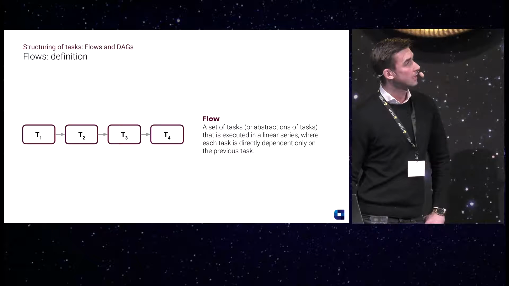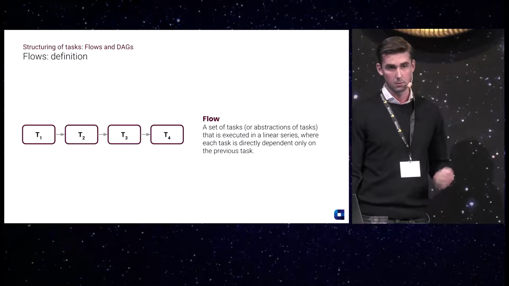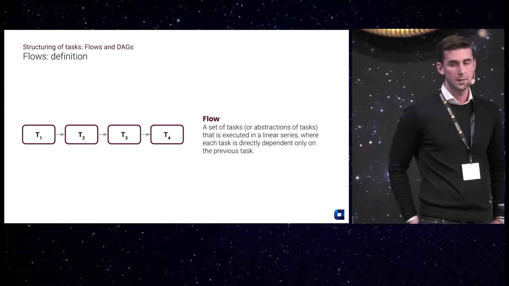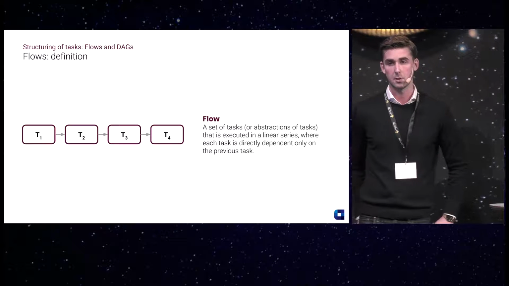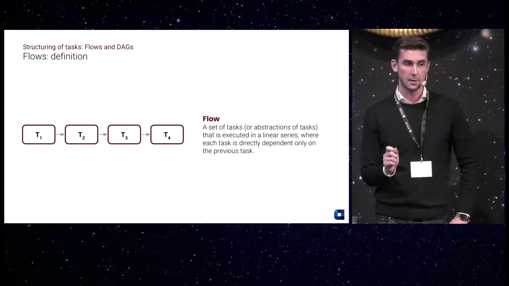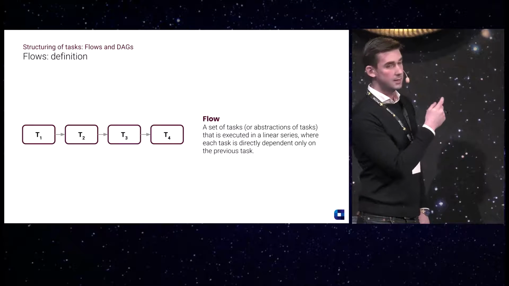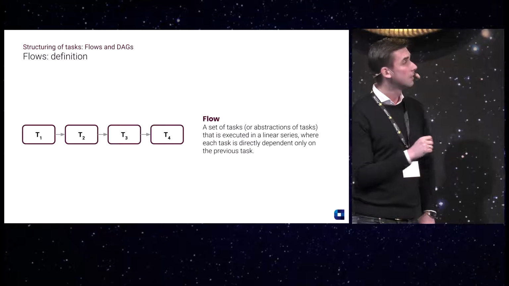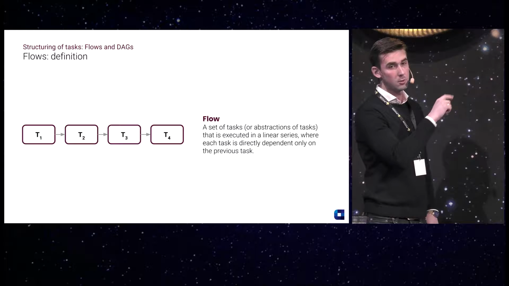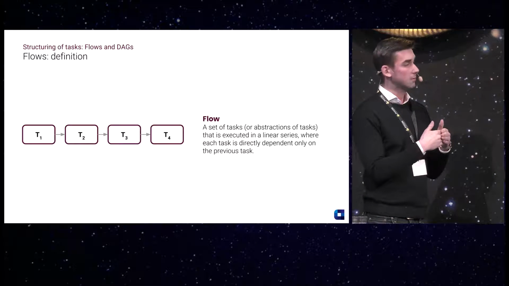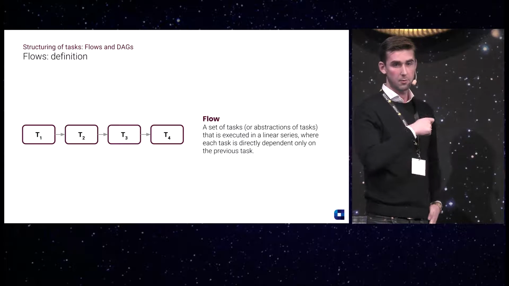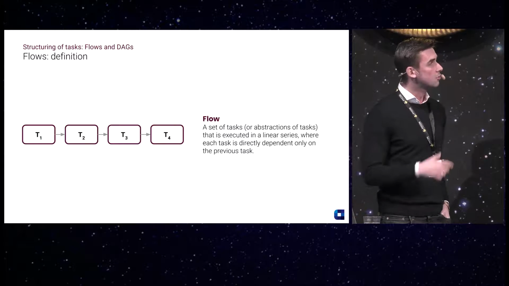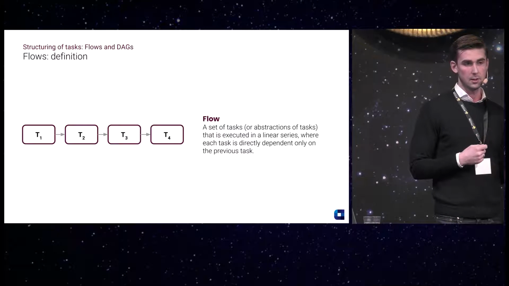And the flow I have defined as a set of tasks or abstractions of tasks that is executed in a linear series where each task is dependent only on the previous task or no task at all. So in this flow, T1 would be executed first, which might be to load some CSV data. Then T2, T3, T4 is executed. So I like to think of this as a flow because it's flowing from left to right. That's one way to abstract a series of tasks into a more intuitive concept.